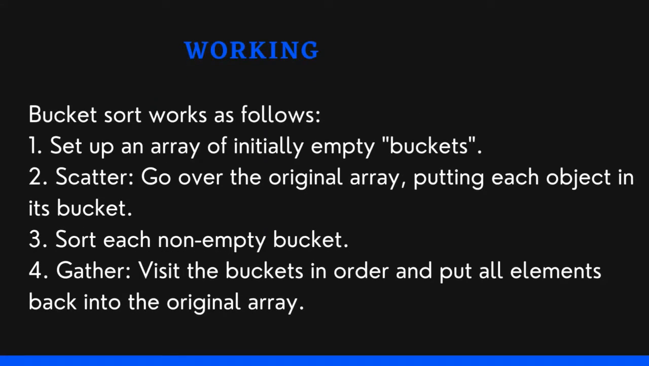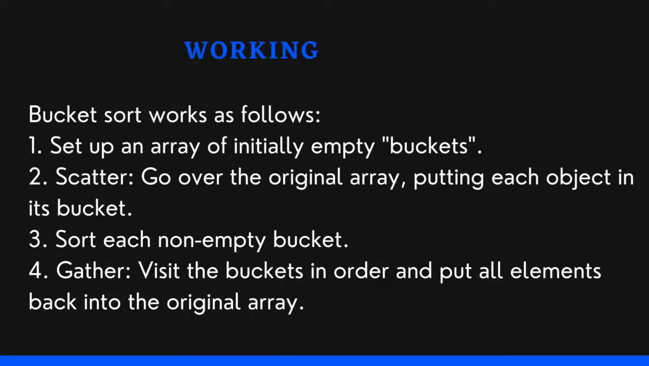Let's see the working process of bucket sort. Bucket sort works as follows. First of all, we set up an array of initially empty buckets, and then we scatter, where we go over the original array, putting each object in its bucket. Then we sort each non-empty bucket. And at last, we gather, where we visit the buckets in order and put all the elements back into the original array. In this way, bucket sort works.